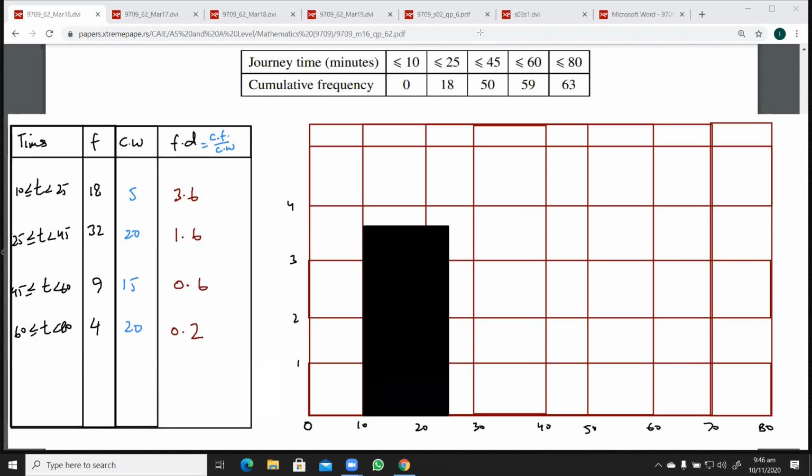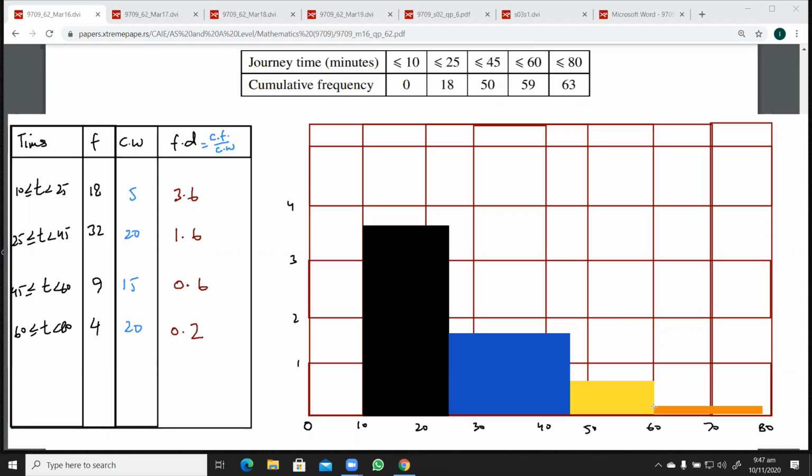I'm just going to draw them with different colors. The next one goes from 25 to 45, up to 1.6. The next one is from 45 to 60, going up to 0.6. And the last one goes from 60 to 80, and this is 0.2, a very small bar here. So this is how your histogram would most probably look.